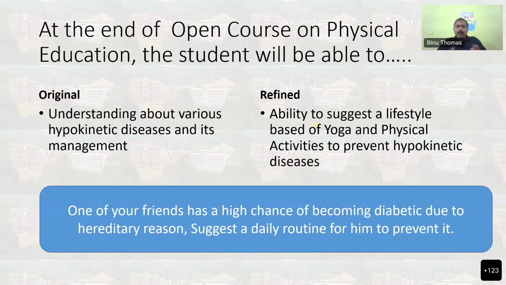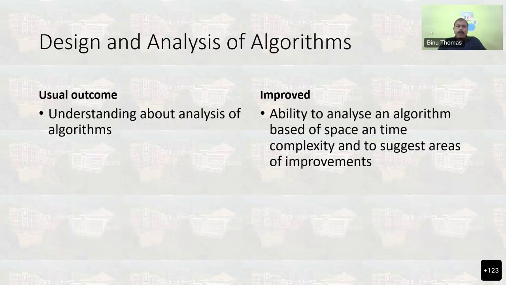So suppose you have a chance of having maybe cholesterol or sugar, then if the student is able to suggest a set of exercises based on yoga and physical activities, if he is able to do that, he has attained the outcome. So it is much better than having the understanding.